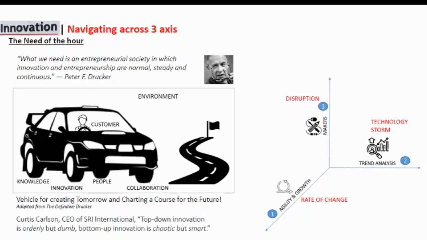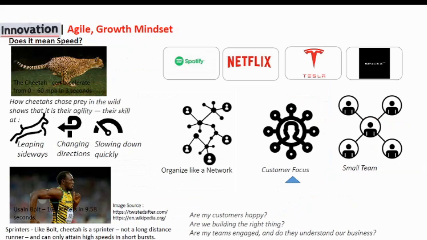Is it enough that I just do trend analysis and do nothing about it? No action. How can I achieve the rate of change? How can I stay with the disruptive practitioners, the startups, and how can I compete with them and still succeed or sustain? These are all major questions we might have. This is what we are trying to explain in the next slides.